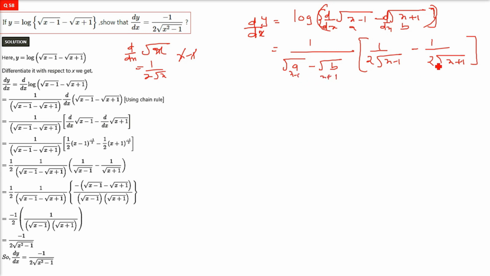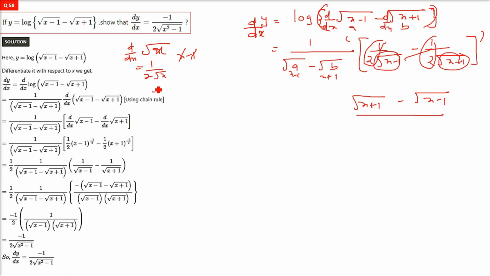So I assume this to be x minus 1 and this to be x plus 1. So 1 by 2 I am taking common, and I am taking it outside. What do you get? Under root x plus 1 minus under root x minus 1, divided by under root x minus 1 into under root x plus 1.